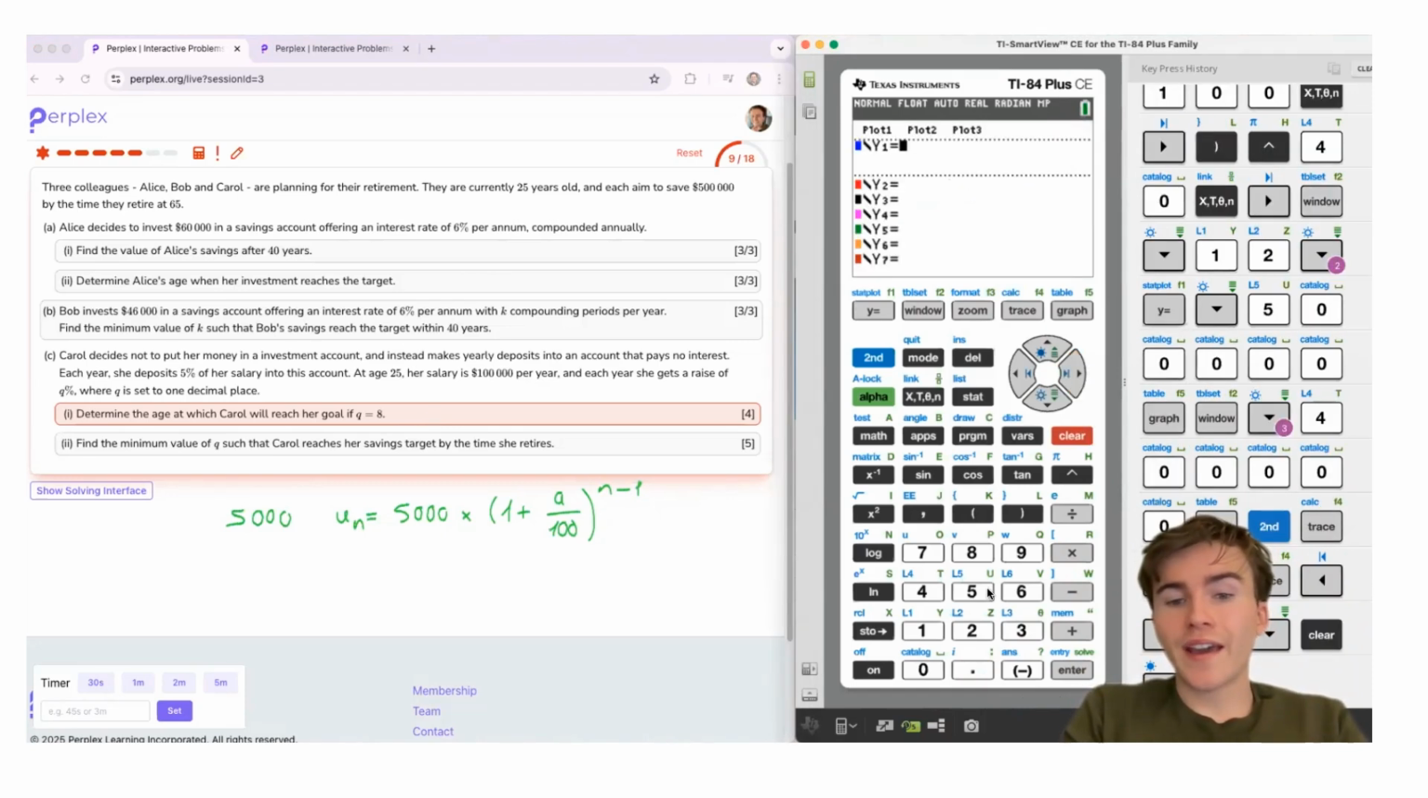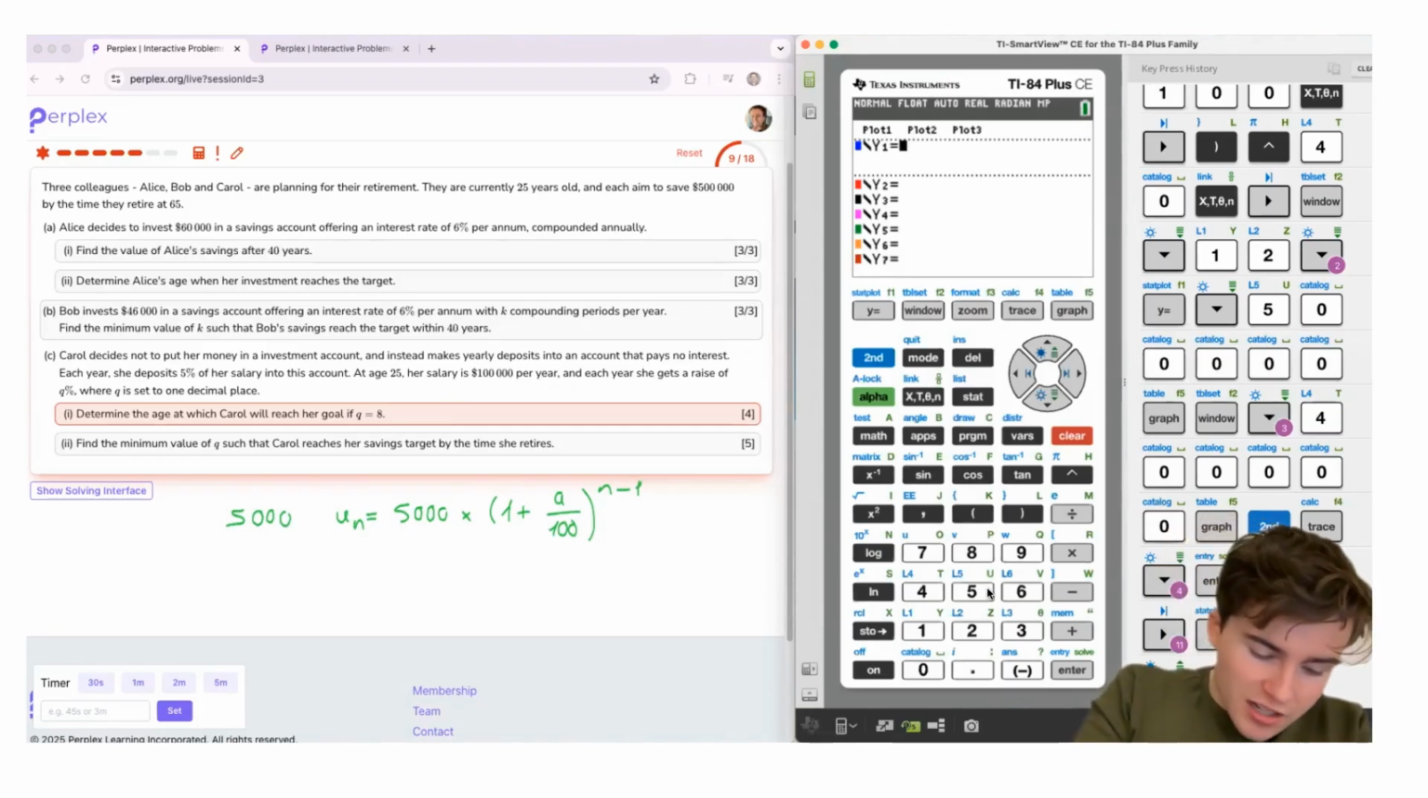She's putting this money away every year, and we care about whether her savings are going to reach a target, and that means her savings are being added up every year. So we actually need to find Sn. This is going to be a finite geometric series. The first term is 5,000. Then I'm going to have r to the power of n minus 1 over r minus 1, where r is equal to 1 plus q over 100.